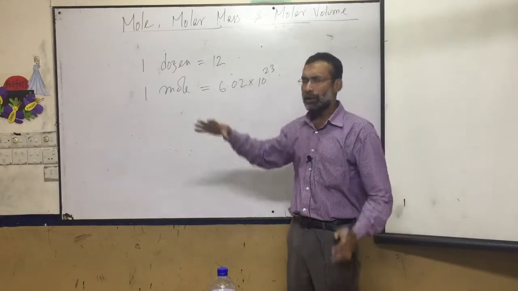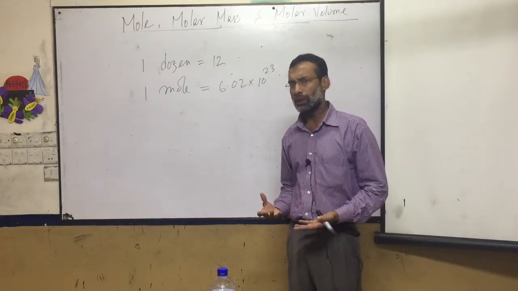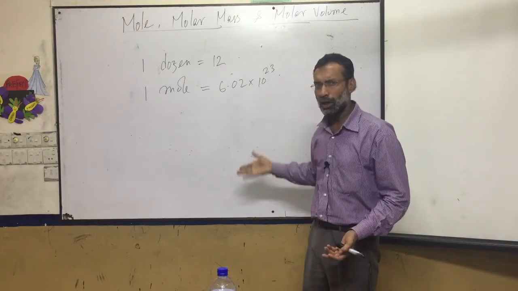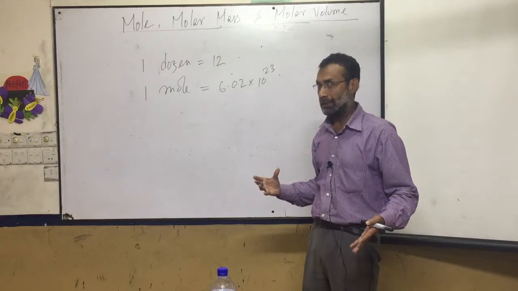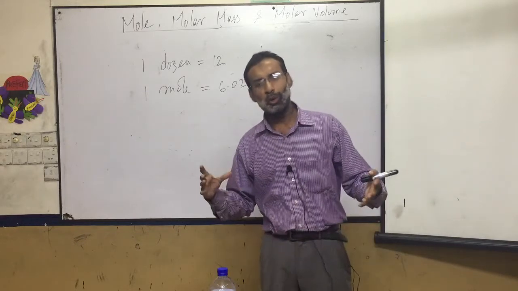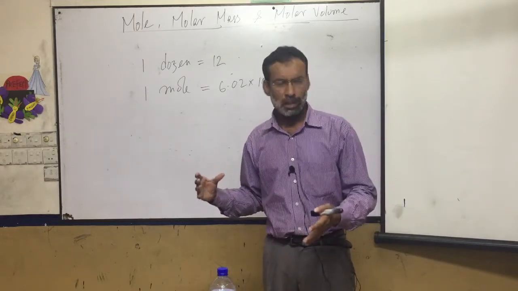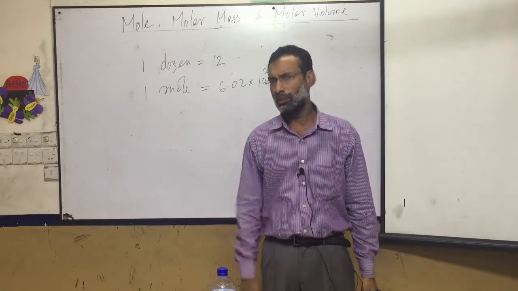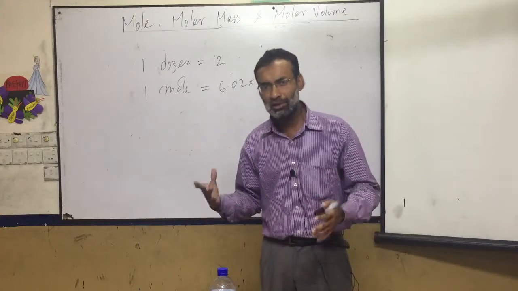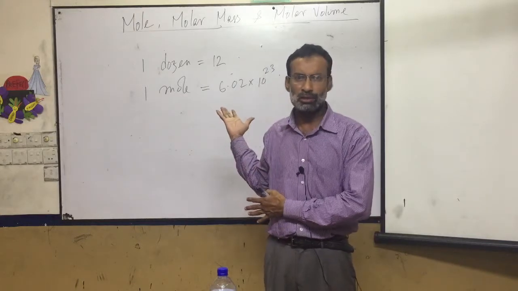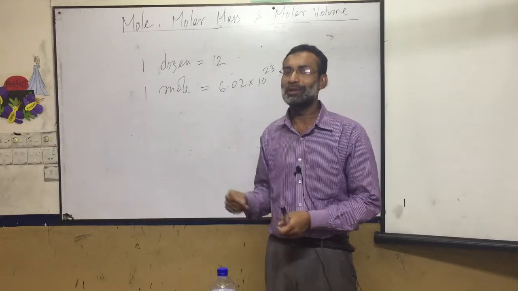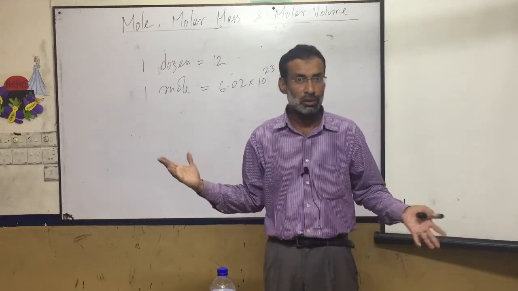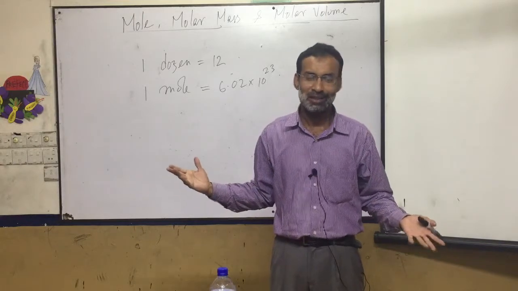When 12 of anything together, we can call this 1 dozen. When this number 6.02 into 10 to the power 23 of anything, no, anything cannot be so big in number. This can be possible for the tiny particles only. When you count for atoms, number of molecules, number of ions, then you can use this expression, this number. Because even in a small sample, the number of particles are really so huge because they're tiny.